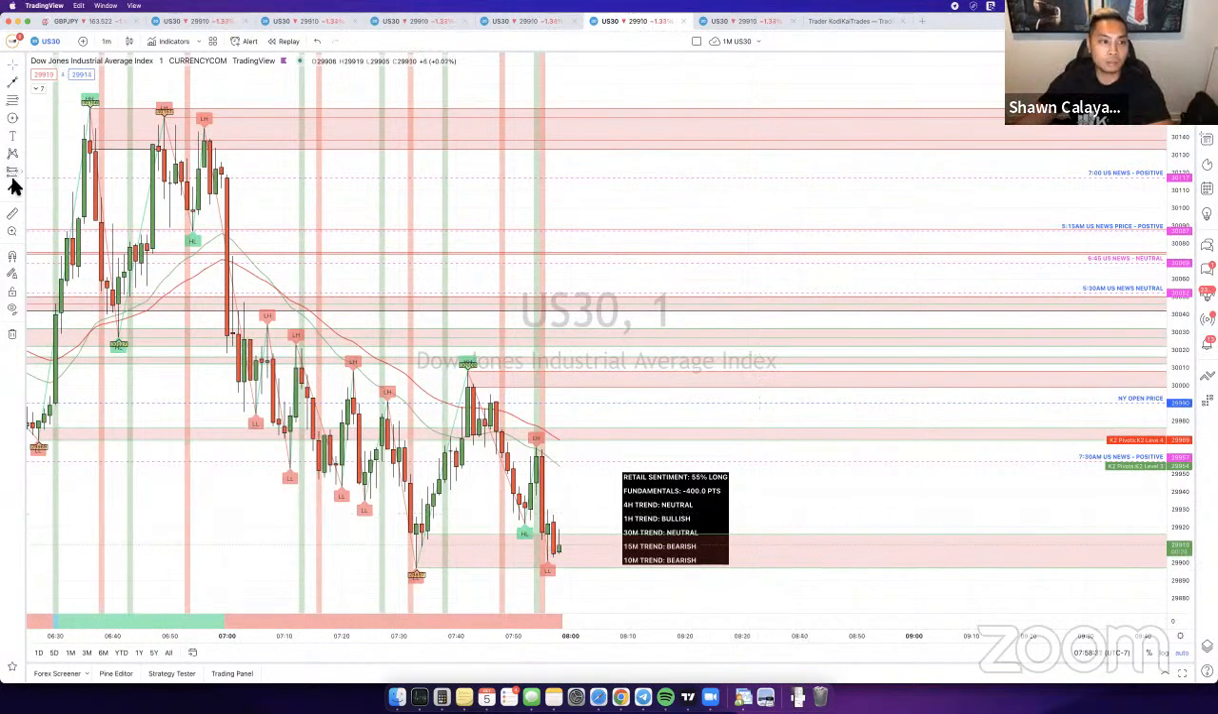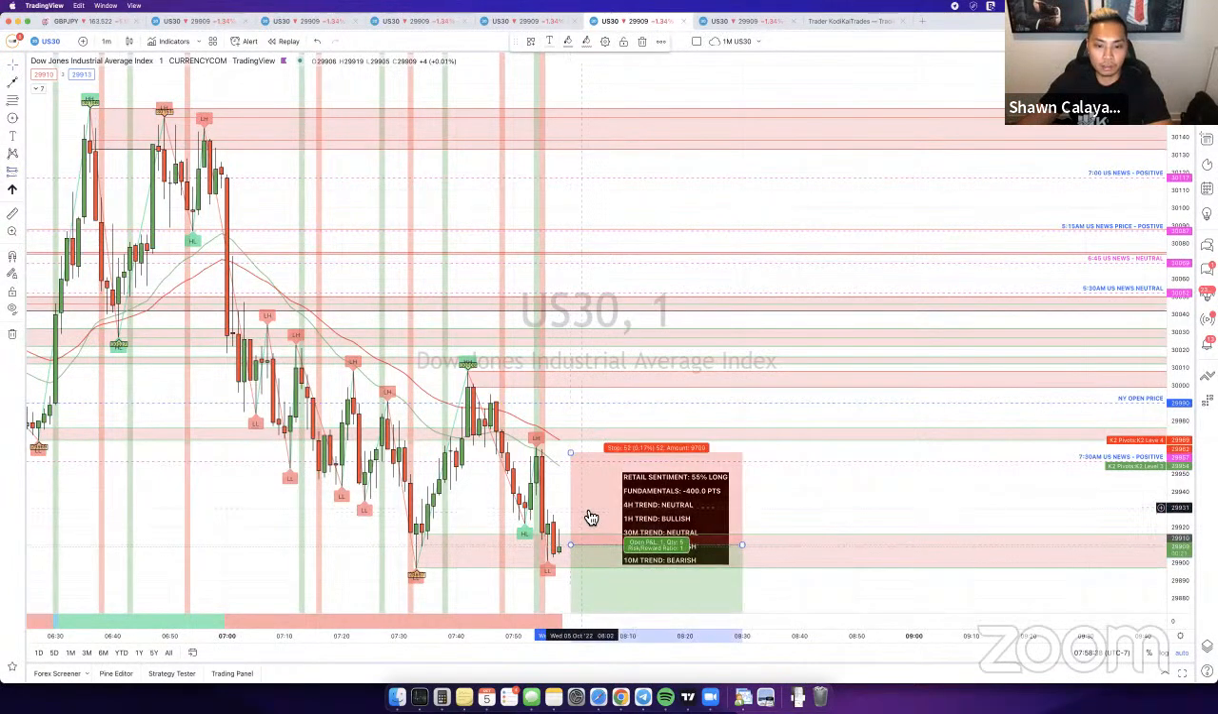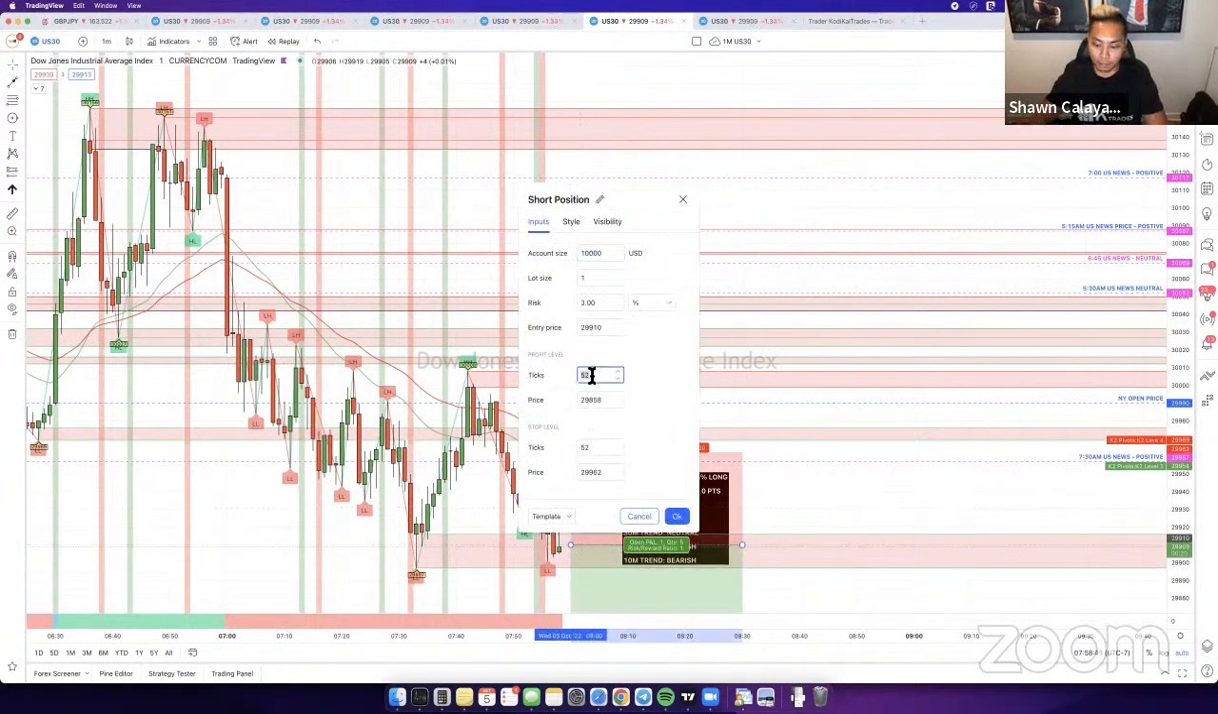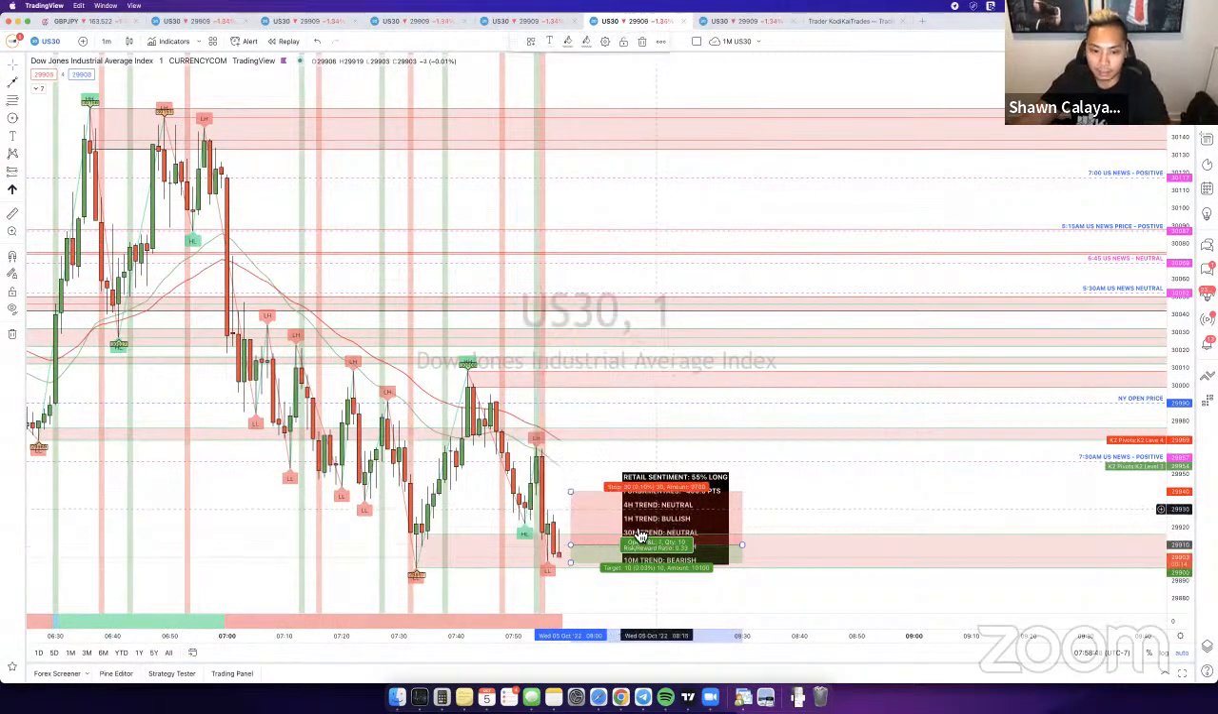So we have a possible K2 SR rejection entry right here. If this closes as a moderate red candle, this can possibly be an entry here, but it doesn't look like it's going to close in the next, or actually, I don't know, we'll see.